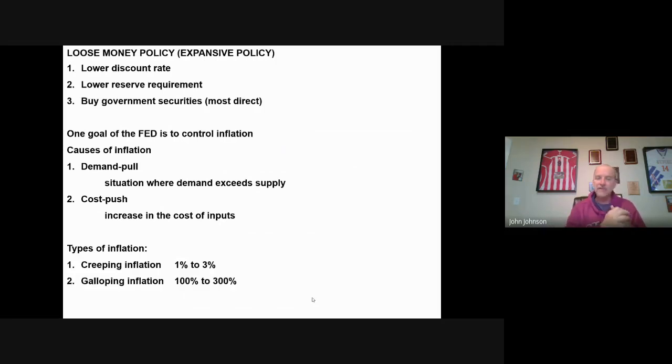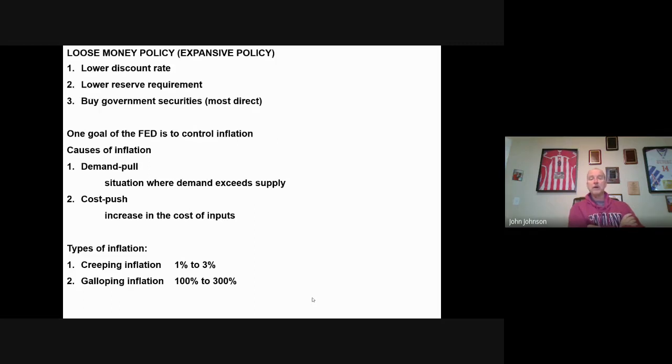Sometimes what we can't handle is something called galloping inflation, where prices go up 100, 300%. I'm going to make an assumption that there are some businesses or some markets out there that have really raised their prices significantly due to this coronavirus. They're looking at it as an opportunity to make money.